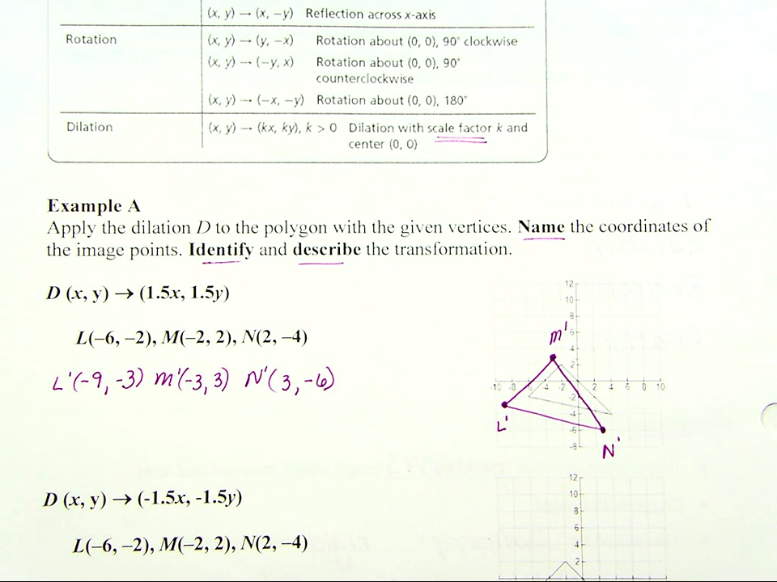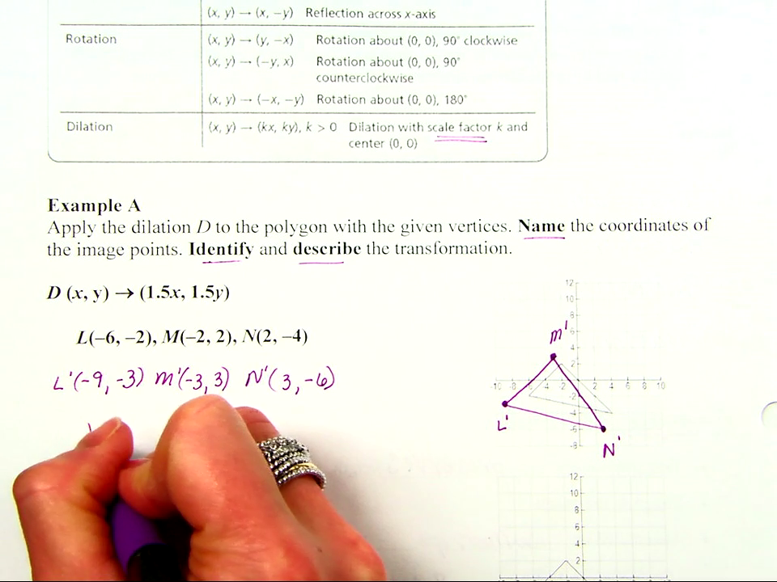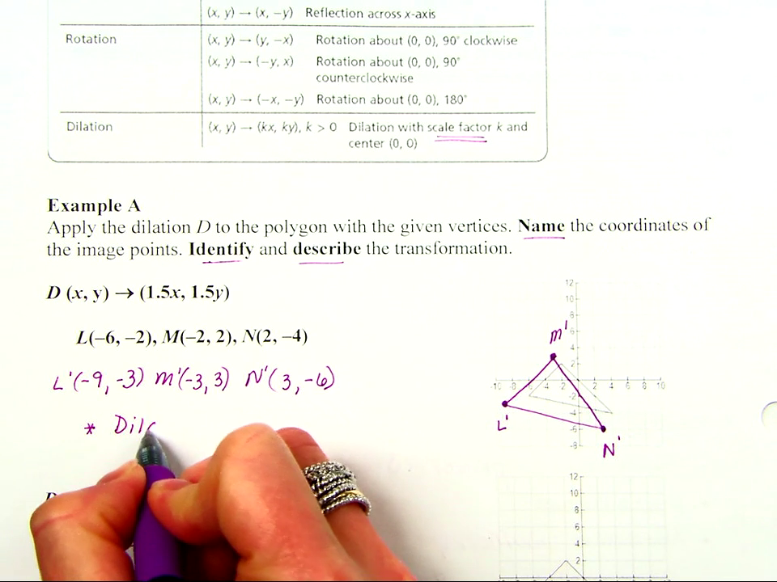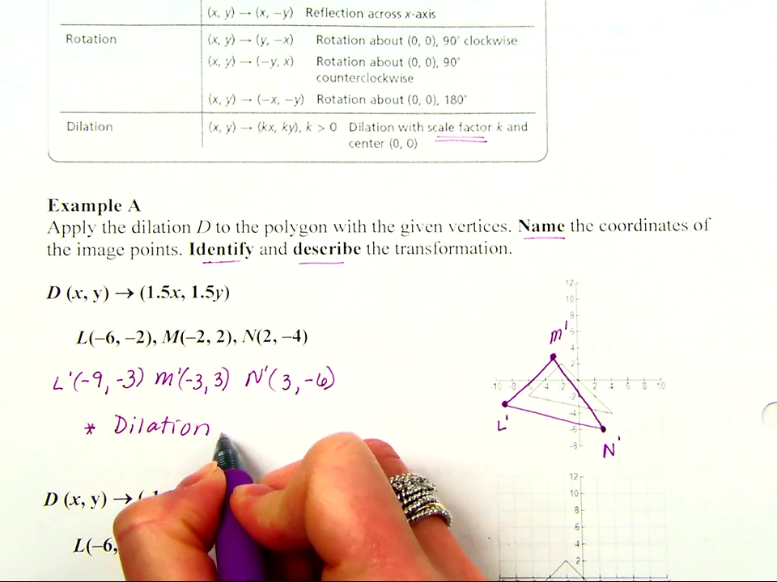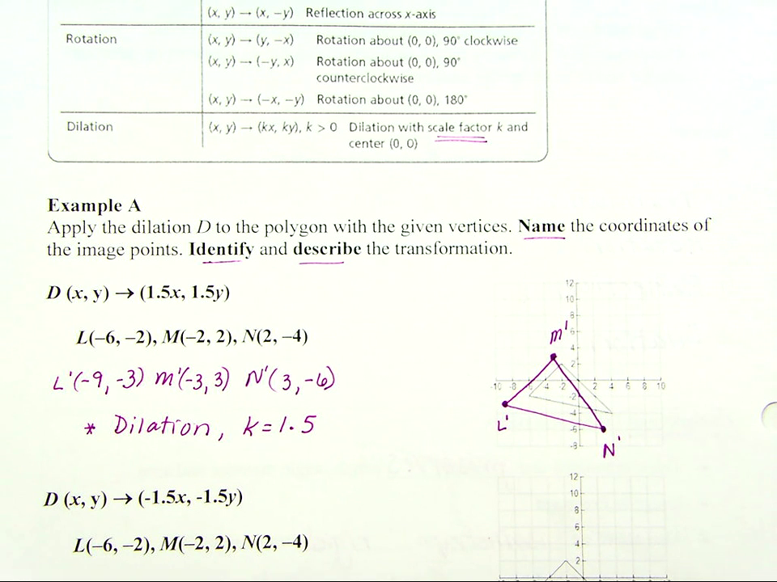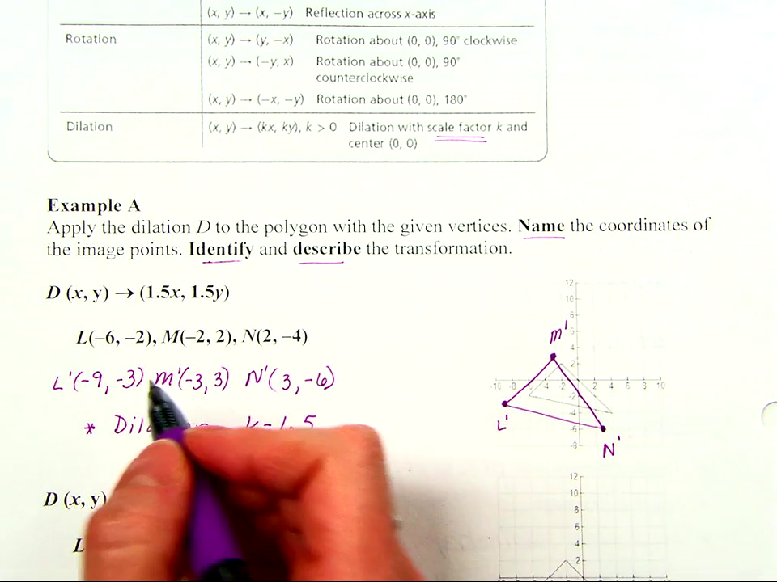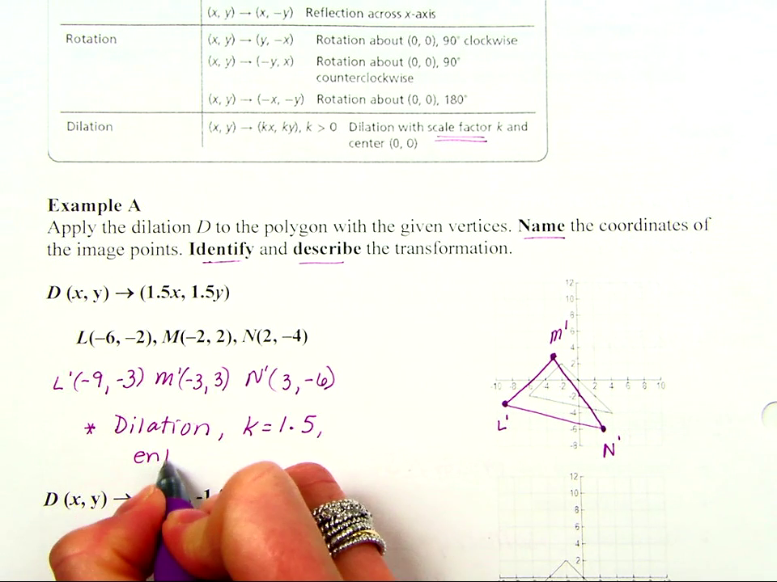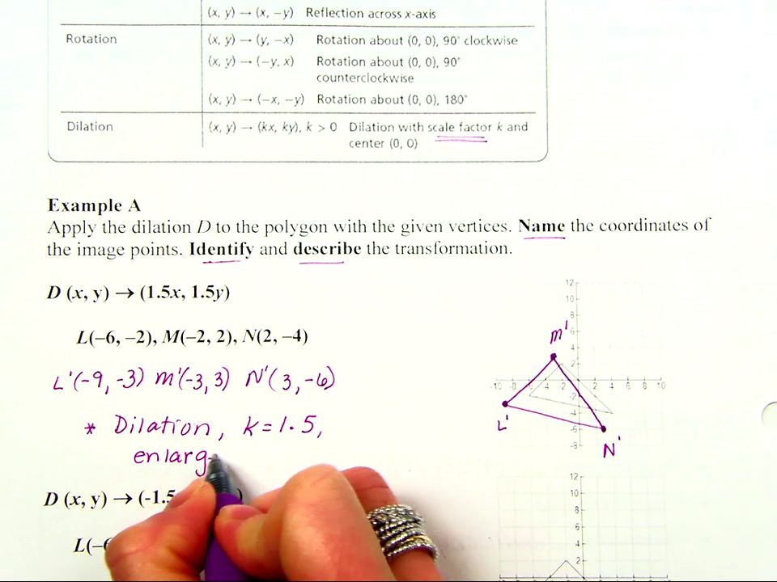How are we going to identify and describe our transformation? Well, we know that when written like this, we have a dilation. And I might mention that my scale factor is 1.5. What happened to our triangle? Well, we can clearly see that we had an enlargement. And so as I describe this, I'm also going to say it was an enlargement.